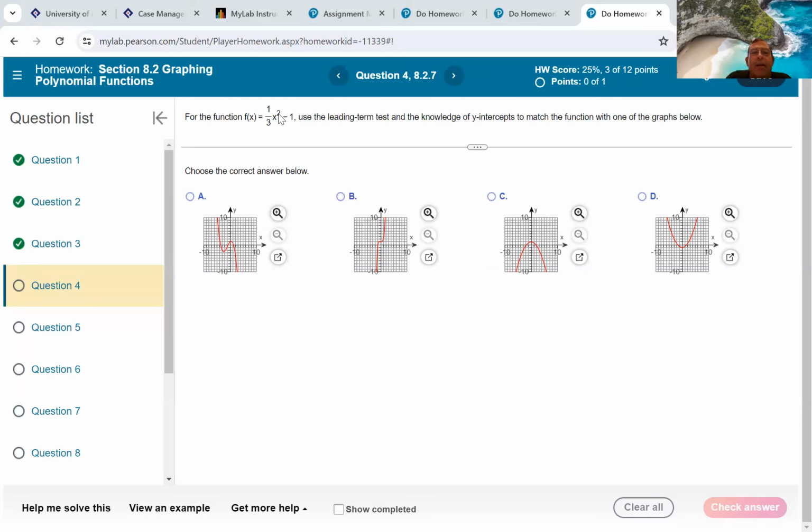The 1/3 is positive. So y'all, back on that chart, when I had an even degree and a positive lead coefficient, would my picture be like A, B, C, or D? So y'all remember, even degree, positive lead coefficient. And we had 4 pictures we drew.